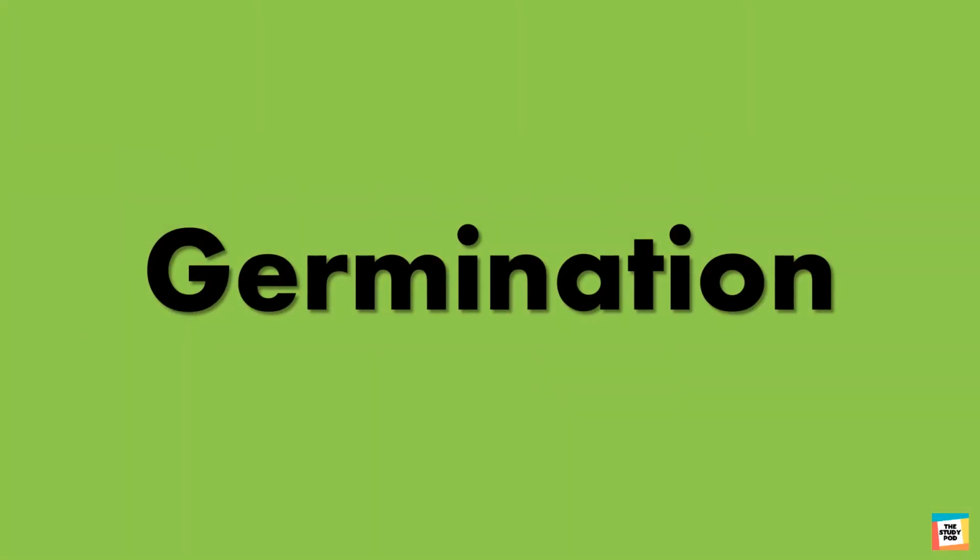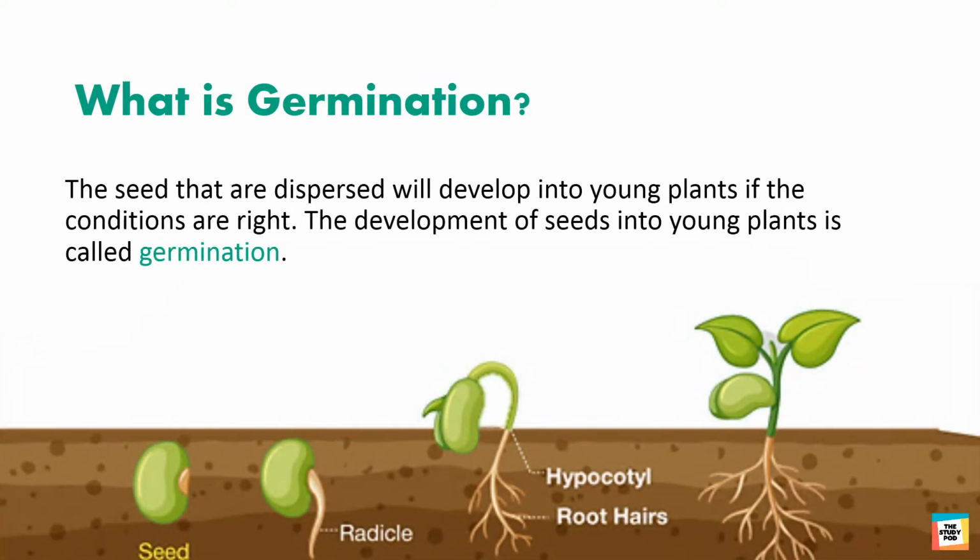In this video we will learn about germination. Last time we discussed seed dispersal. The seeds that are dispersed will develop into young plants if the conditions are right. The development of seeds into young plants is called germination.